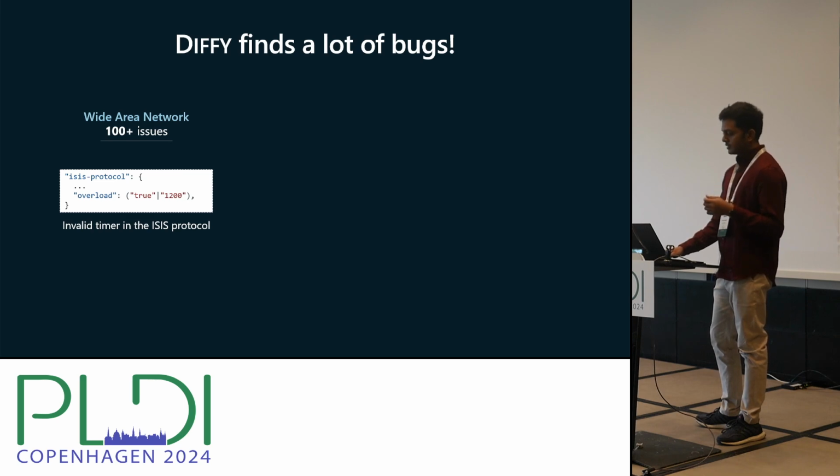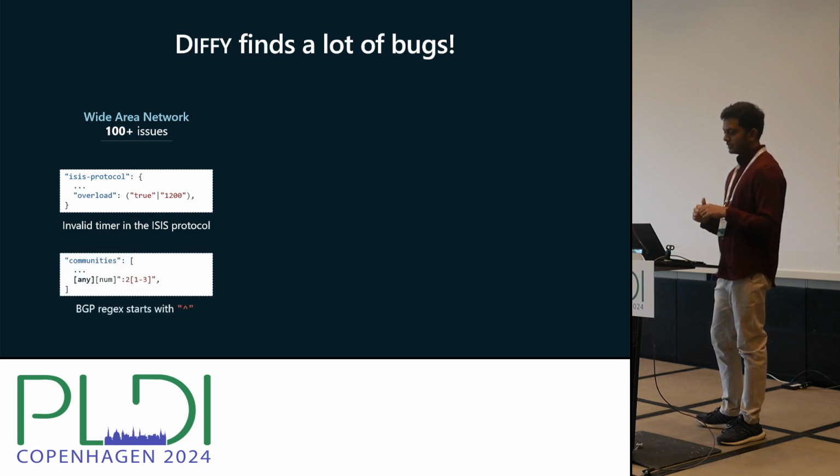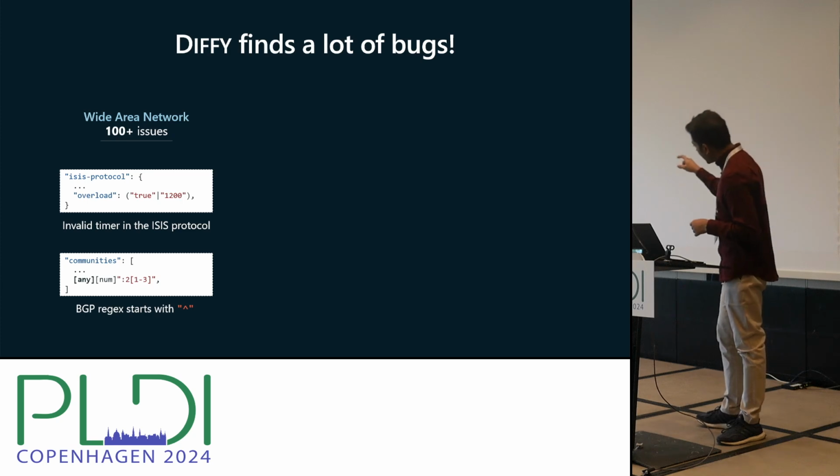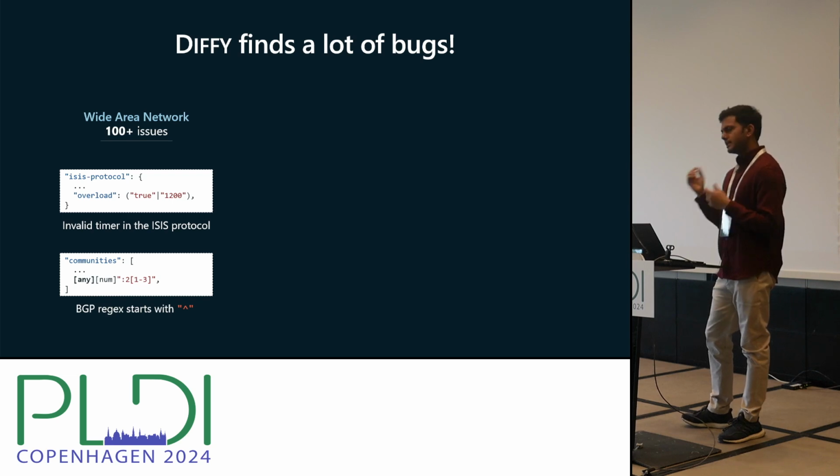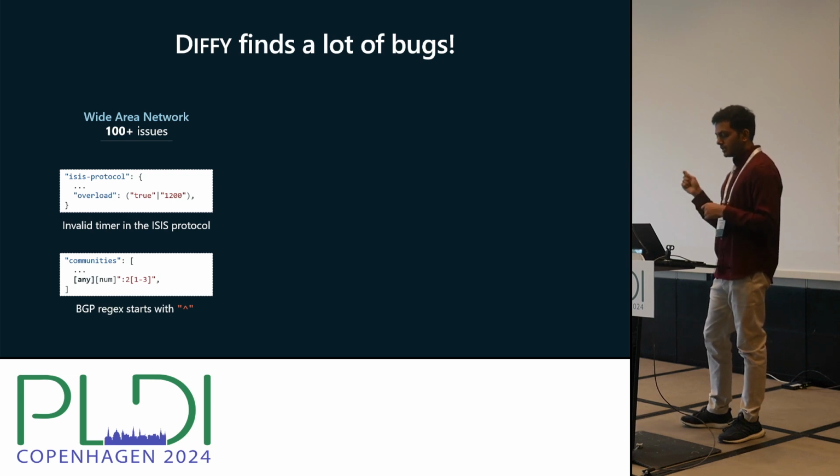In another instance, Diffy discovered inconsistencies in a regular expression used for filtering. Some routers configured a regular expression with a caret symbol, while most did not. Diffy found that the value of the first any token was typically an empty string and only really the caret symbol. When present, this caret symbol erroneously requires a match at the beginning of the BGP community string.